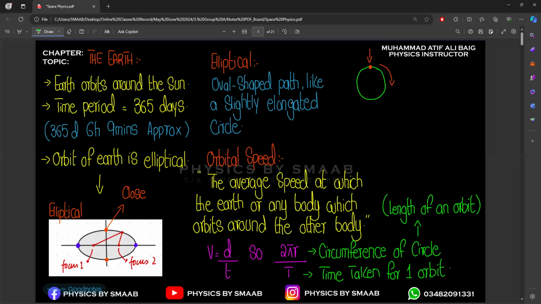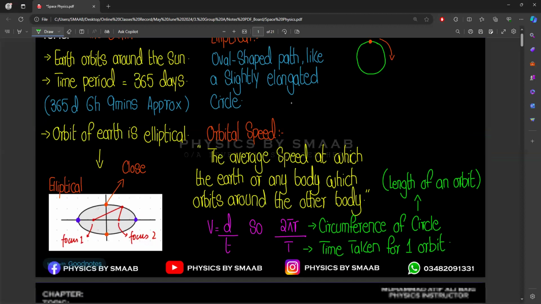So any confusion till now in any concept related to this? We started with the Earth. We talked about the number of days. We considered one important idea that the orbit of the Earth is elliptical. Then we discussed orbital speed, and in orbital speed we use the average concept, right? Not the absolute speed. We use the idea of average speed because we are taking the circle length of the path, that is the circumference of a circle. So these are the initial points related to the Earth. Okay.